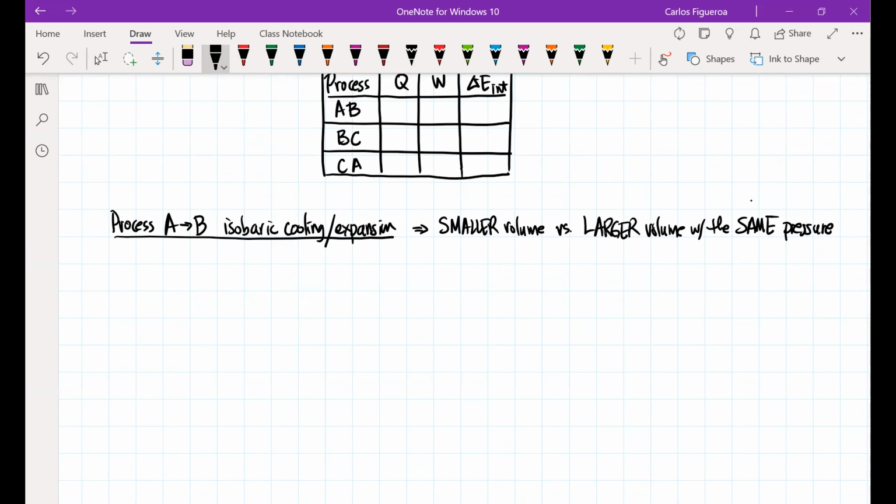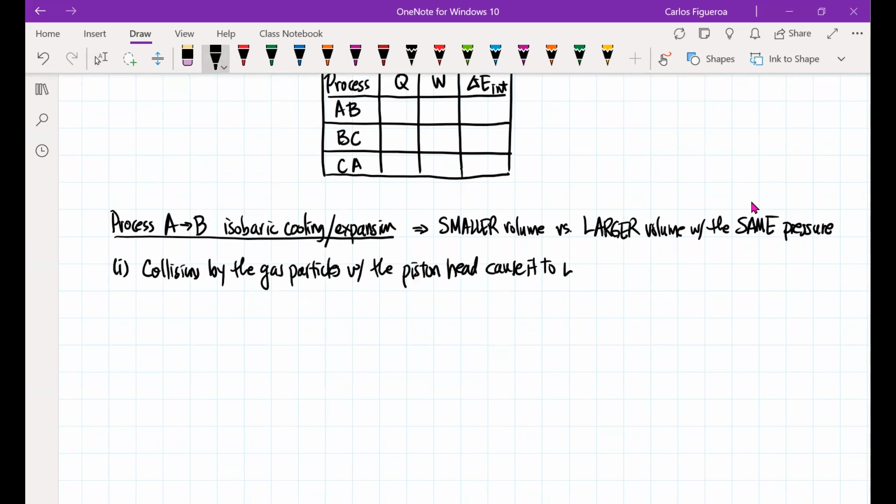The first one that I'm going to do, I'm going to look at this, and it says this. If I look at this, here's what I'm seeing: I see that collisions by the gas particles with the piston head cause it to expand, right? There's an expansion.